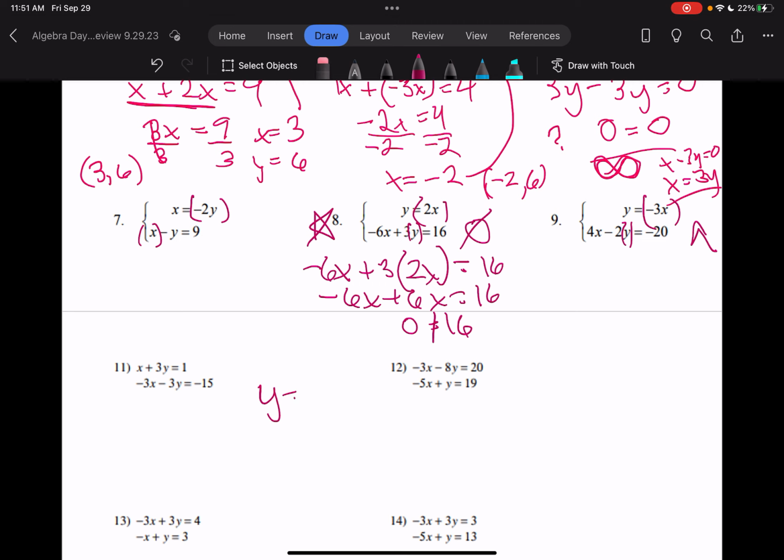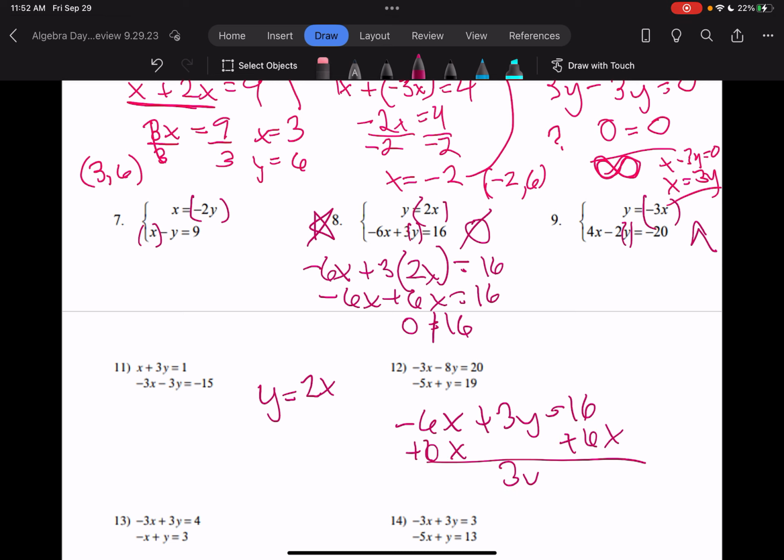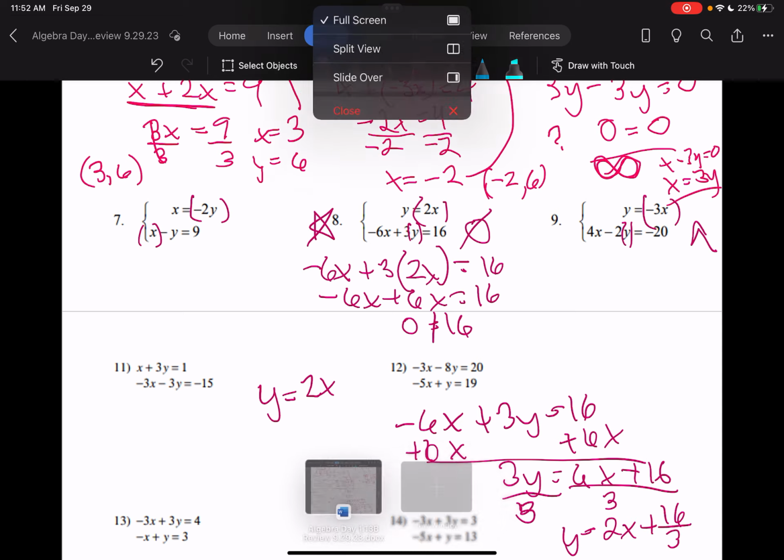We have y equals 2x as one of our equations. The other equation, if I solve for y, is negative 6x plus 3y equals 16. I'm going to add 6x to both sides. We'll get 3y equals 6x plus 16. Y then is going to equal 2x plus 16 over 3.